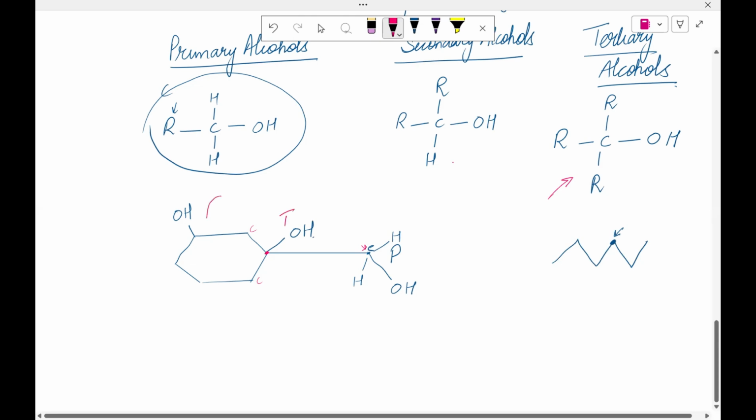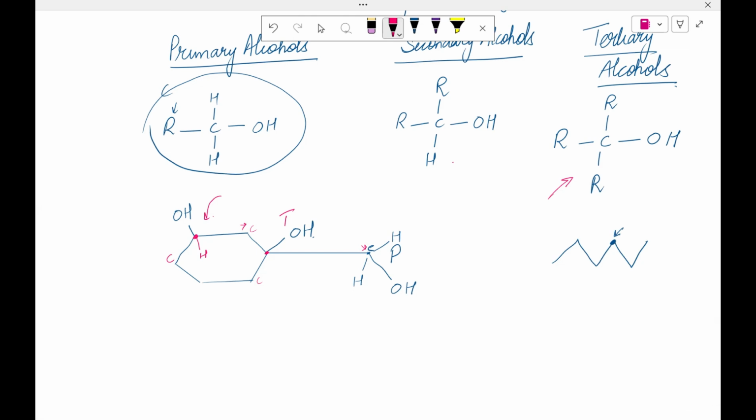Let's move towards this point. Is there any hydrogen attached here as well? Yes, here we are having one hydrogen. Here we are having carbon, and here we are also having carbon. So two carbons and one hydrogen. Could that be secondary or primary? Secondary. Great. So this one represents secondary alcohol. Is that clear? Okay.